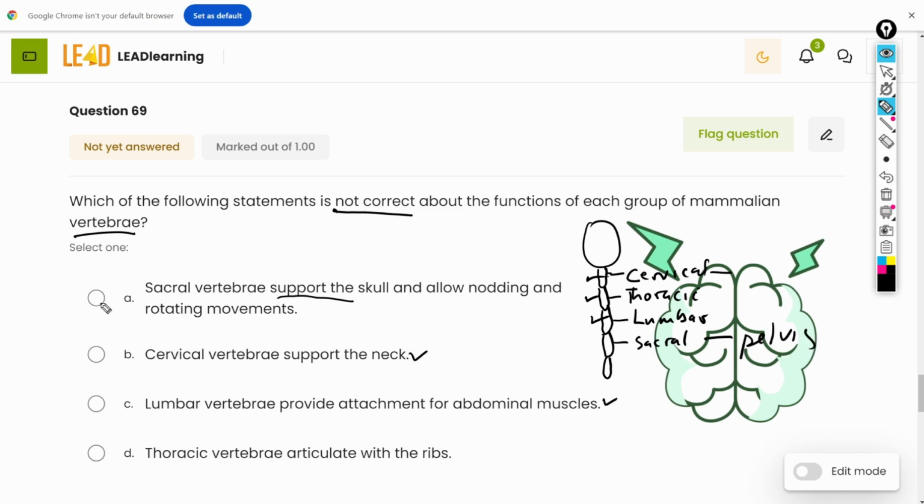So this is our answer because it is not correct about the functions of each group of vertebra. So our answer is the option A.